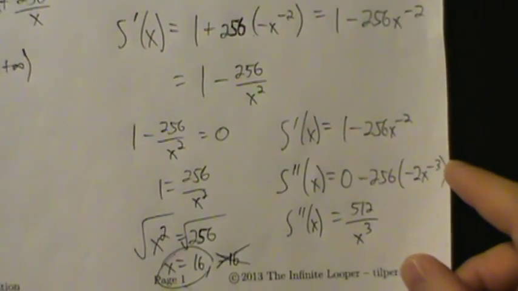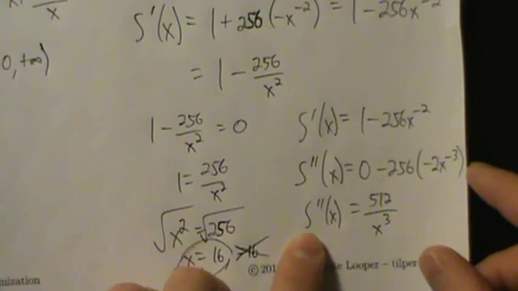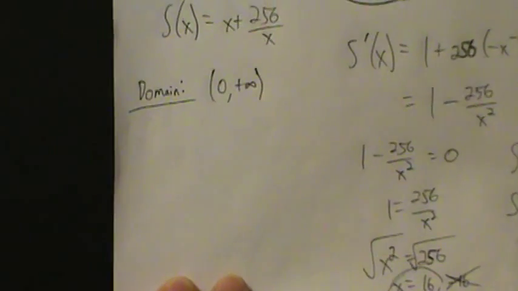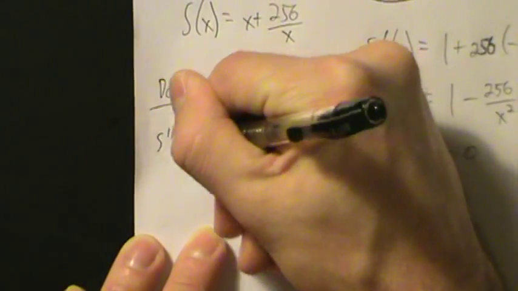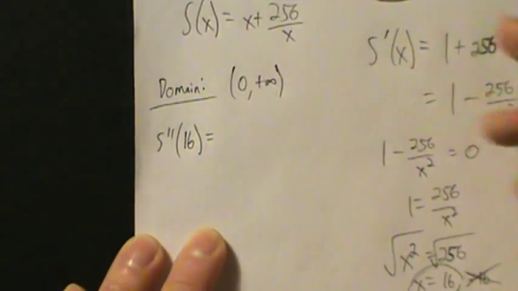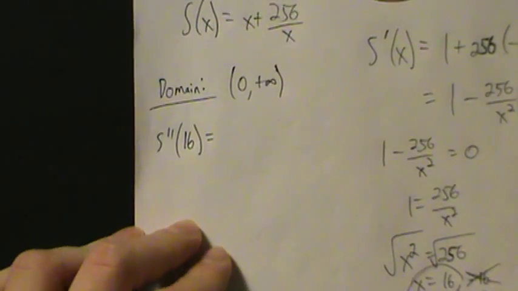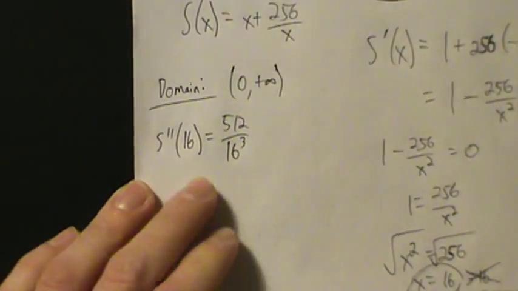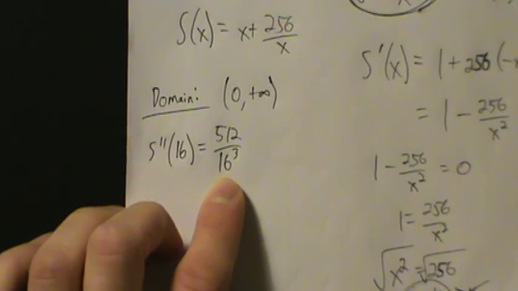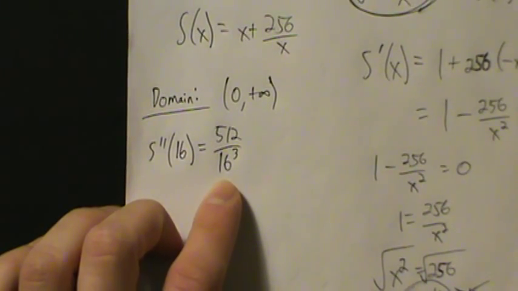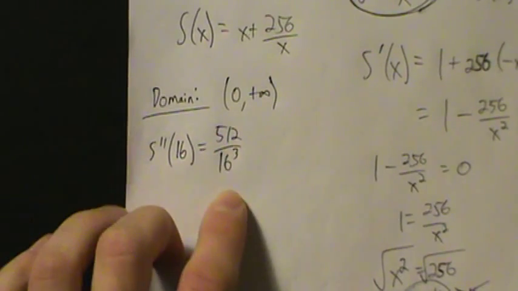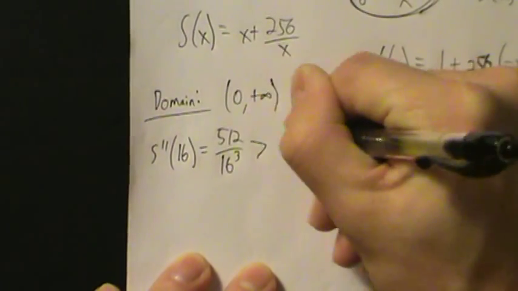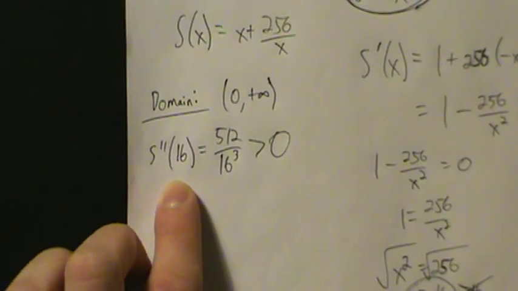So now if we're doing the second derivative test, we have to figure out what s double prime of 16 is. So let's come over here as we're running out of room. S double prime of 16. So take our critical point, stick it into the second derivative. S double prime of 16 equals 512 over 16 cubed. Now, what is that? Some big number, 16 cubed. We don't really care what it is though, right? We just know that it's positive. 512 is positive, 16 cubed is positive. Positive number divided by positive number is positive. So s double prime of 16 is greater than 0.